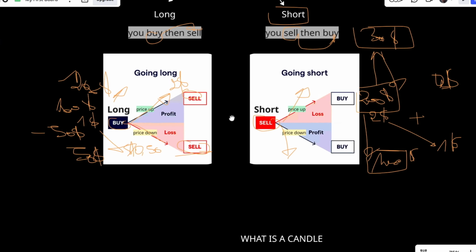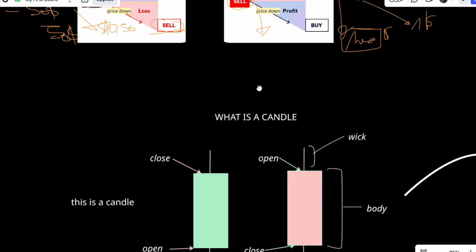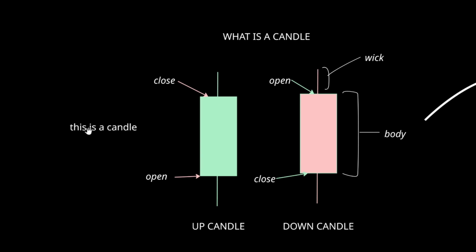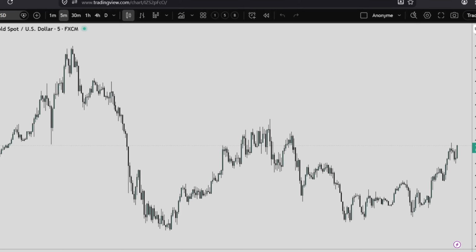So let's move on to what a candle is. This is a candle going up and a candle going down. We can see it here, for example.